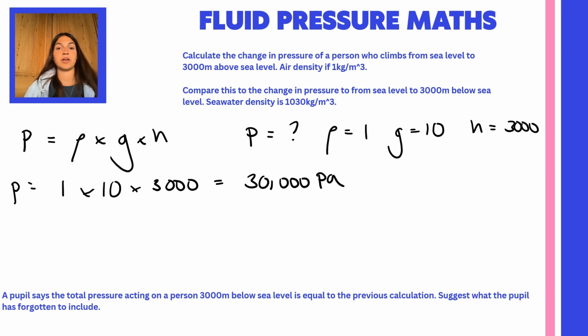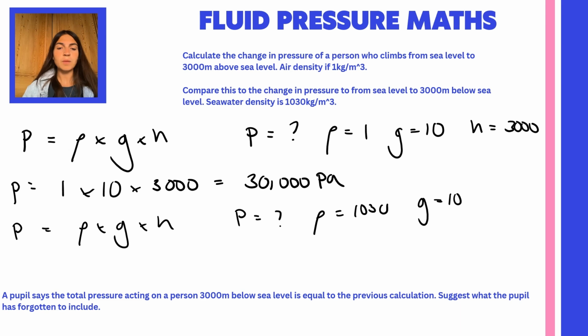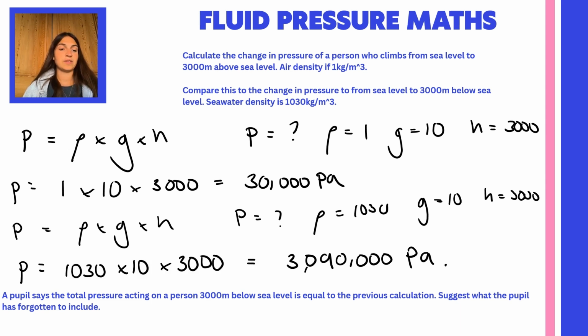Comparing this to the change in pressure when you go from sea level to below sea level. This time I've got the same equation, but the thing that's changed is my density of seawater, which is much, much larger than my density of air, 1030. Density 1030, and g, always on Earth, 10. The height change is the same, 3,000. So my change in pressure is 1,030 times 10 times 3,000, which is 3,090,000 pascals. So a much, much bigger difference in the change of pressure there.